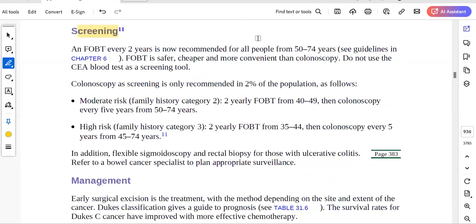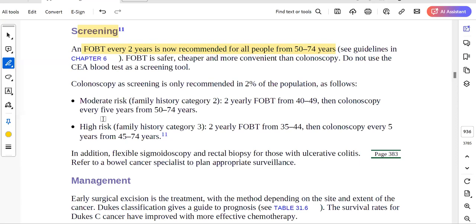Colon cancer screening. Colon cancer screening is super important for exam. So every patient who is above 50, they're supposed to get a FOBT every 2 yearly. So FOBT every 2 yearly from 50 to 74, it's for every Australian, whether they have a risk or not. Everyone above 50 will have a FOBT test every 2 yearly. Okay, so that's why it is a screening test.